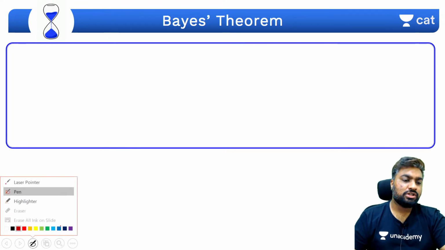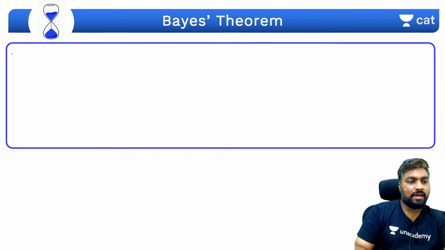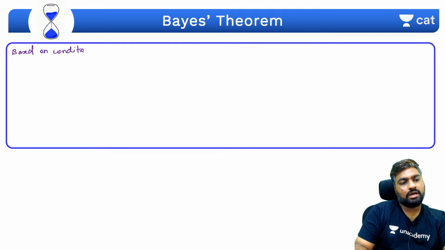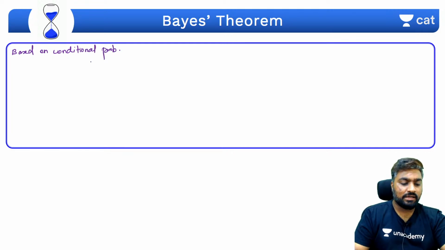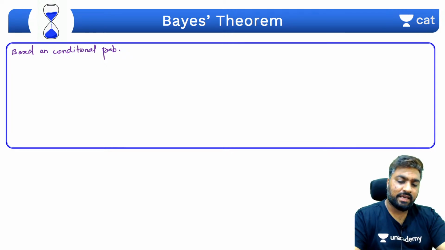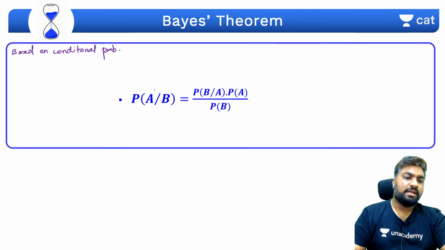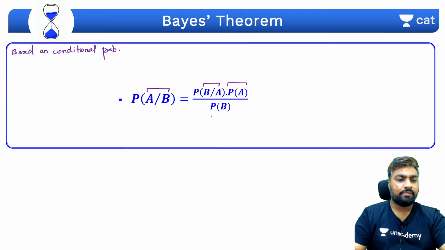चलो, now based on conditional probability, there is a theorem which is called Bayes theorem, which says that the probability of A when B is nothing but the probability of B when A into the probability of A by the probability of B.